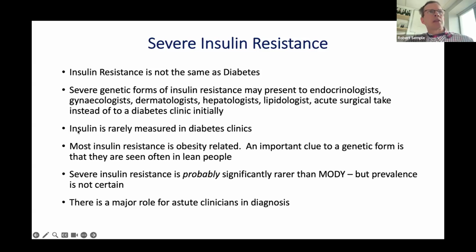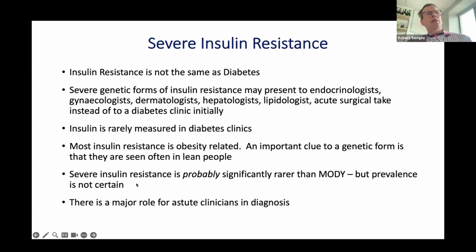But we don't measure insulin very much, and that's where that more gestalt view of a wider clinical syndrome is very important in short circuiting the need to find insulin and send samples off to clinic. And most of it is related to obesity and background tendency. But it is important to watch out for genetic or acquired forms because there are specific treatments.